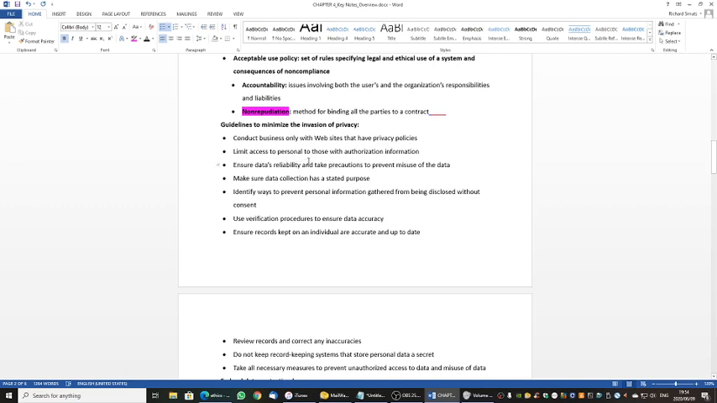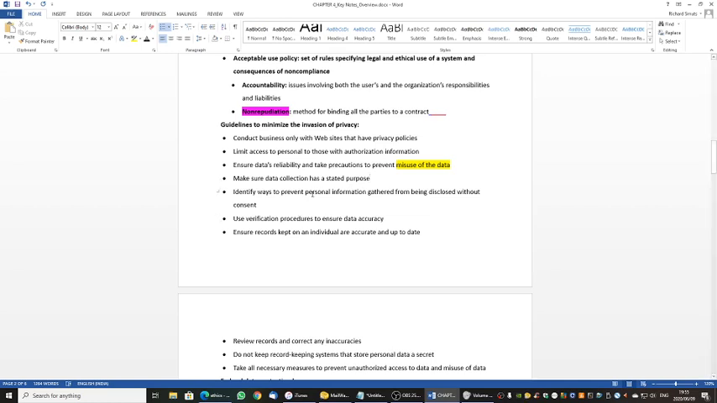Guidelines to minimize the invasion of privacy are very straightforward, and I'm going to go through them very quickly. Conduct business only with legitimate websites that have privacy policies. If there's no privacy policy, they can take your information and do as they please with it. Limit access to personnel in a company to only those with authorization to information. You don't give out that information to everybody. You ensure your data is reliable, and you take precautions to prevent your staff from misusing that data. Make sure the data collection has a stated purpose. So if, for example, you do a survey, they will tell you what they are going to use that information for and what they are not going to use it for.